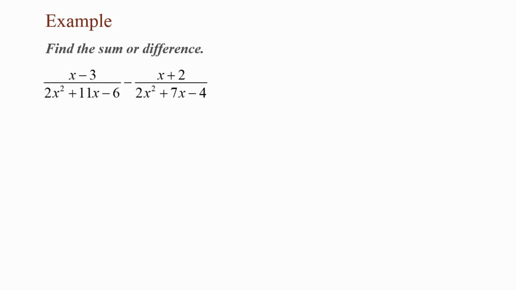In this example, find the sum or difference. (x minus 3) divided by (2x squared plus 11x minus 6) minus (x plus 2) divided by (2x squared plus 7x minus 4). First, we have to find our least common multiple, which means I need to factor my denominators. So I'm going to bring over my x minus 3.